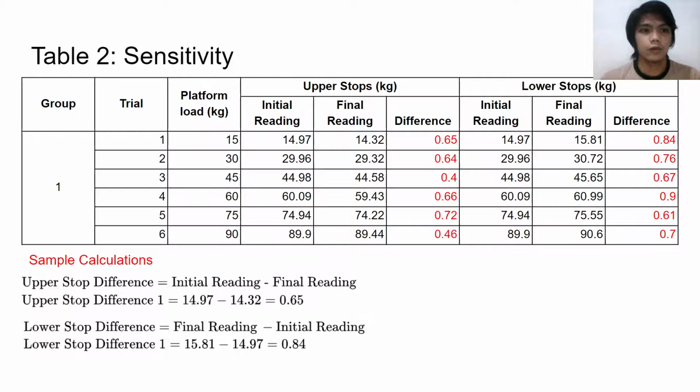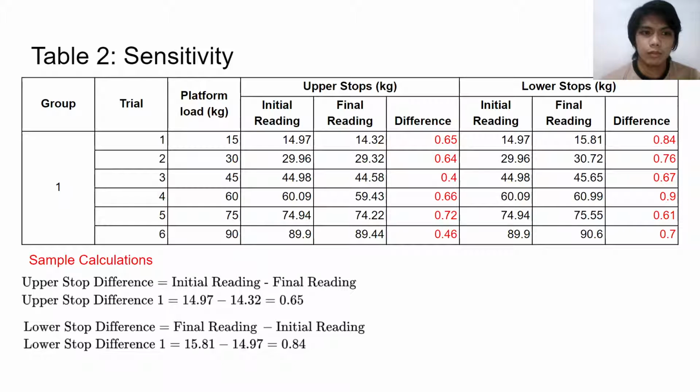The next table shows the sensitivity of the platform balance. There are two subdivisions of the table: the upper stops and the lower stops. The calculations here are relatively simple. We just have to subtract. For the upper stop difference, we subtract the final reading from the initial reading.